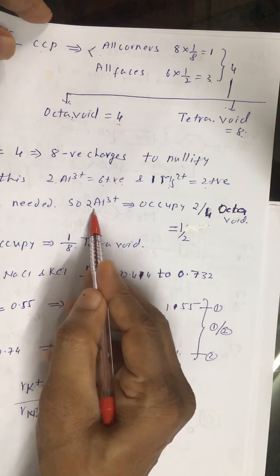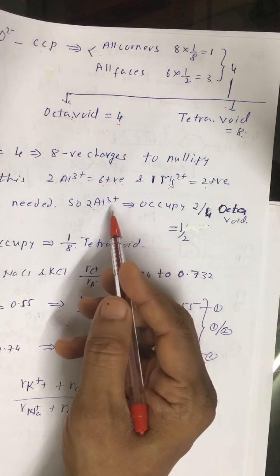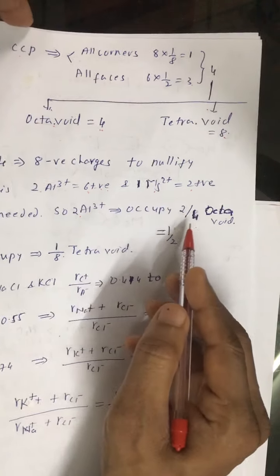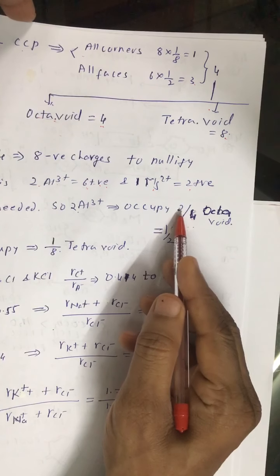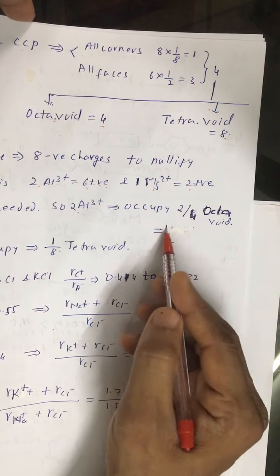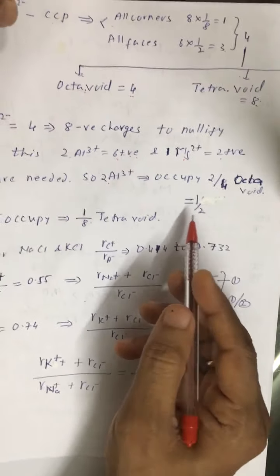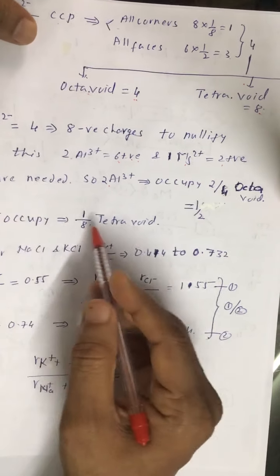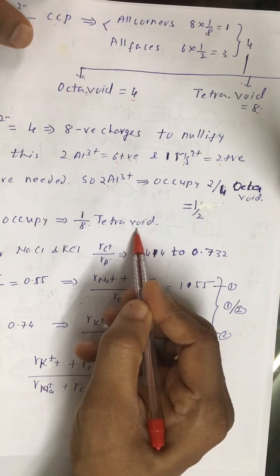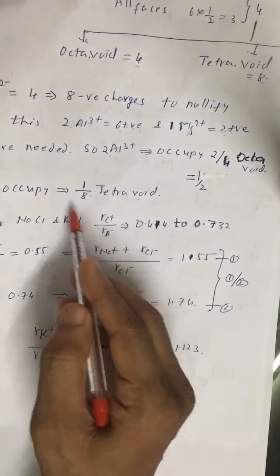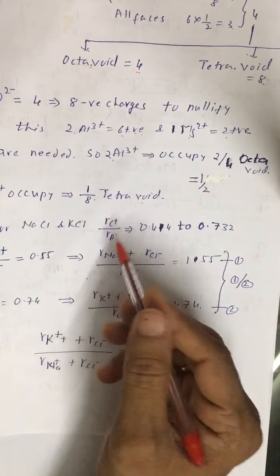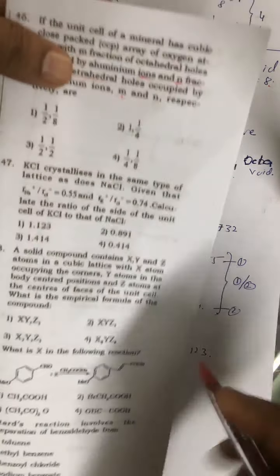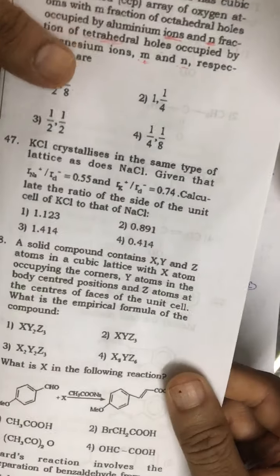So we need 2 Al3 positive, and it is mentioned that Al3 positive occupies octahedral voids, and how many octahedral voids are there? 4. Out of 4, 2 are occupied, so 2 by 4 is 1 by 2. So this is the fraction m. And as far as magnesium is concerned, out of 8 tetrahedral voids produced, only 1 is occupied by magnesium, so it is 1 by 8. So the correct answer is 1 by 2 and 1 by 8.